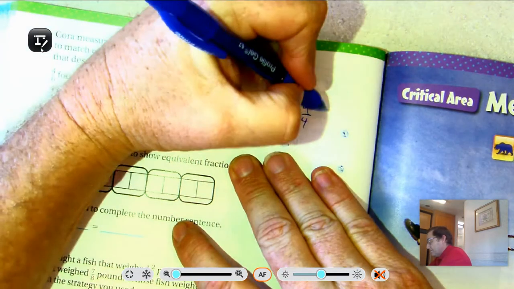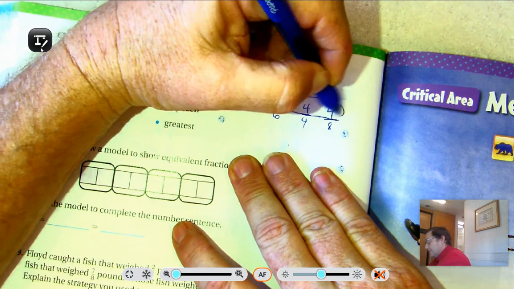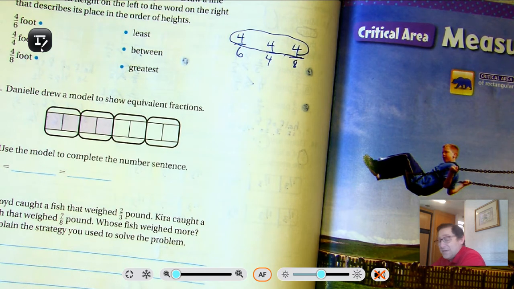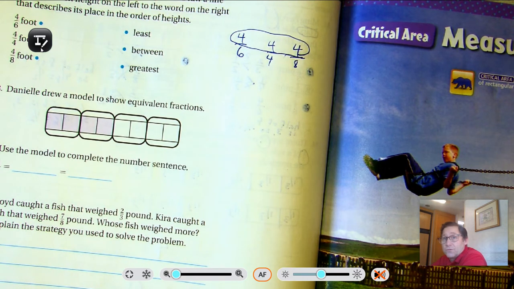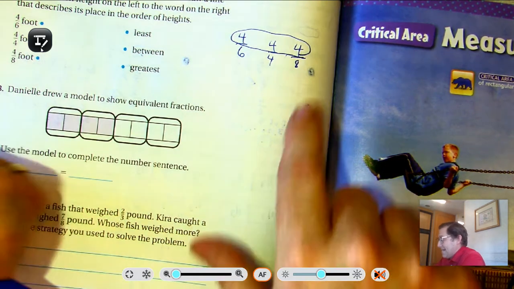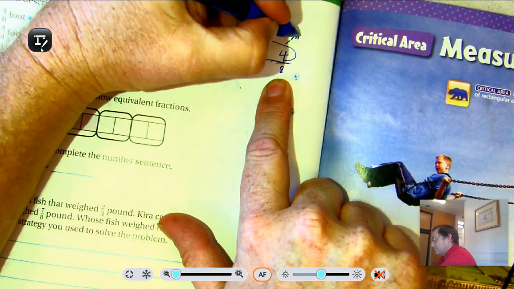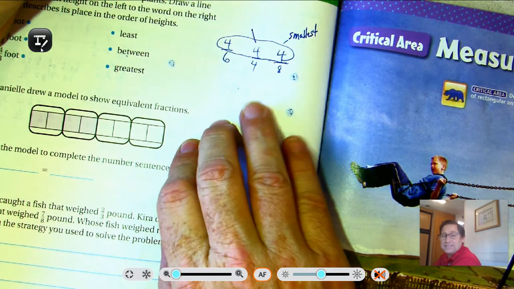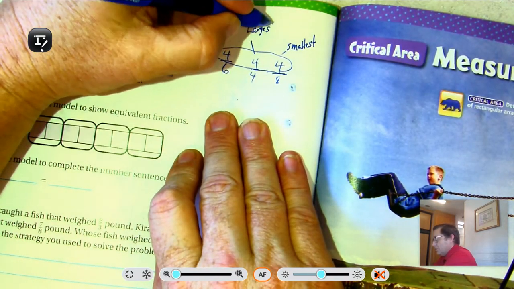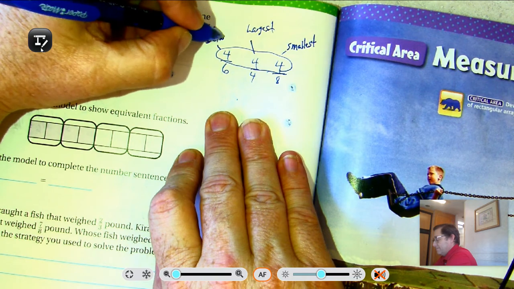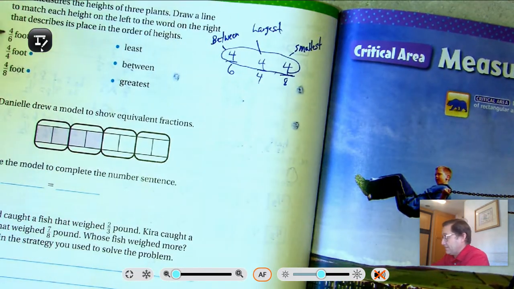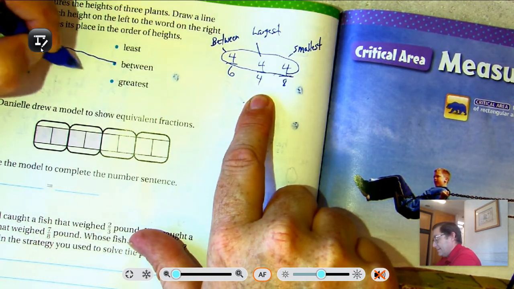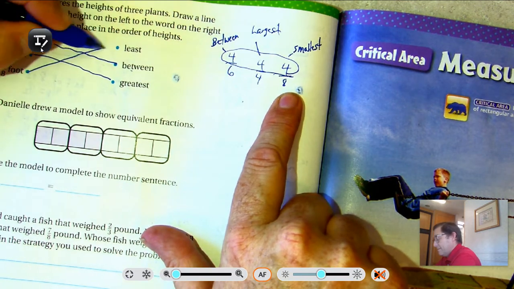4/6, 4/4, 4/8. So this time the numerators are all the same, so we're going to compare the size of the pieces. The whole that has the most equal parts is 8, so that's the smallest. The fourth has the least amount of equal parts, so that's the largest. And this is in between. Okay, so 4/6 foot is in between. 4/4 is the greatest. 4/8 was the least.